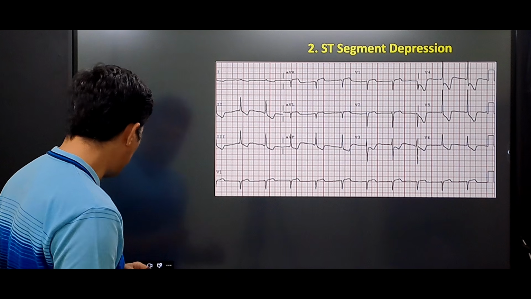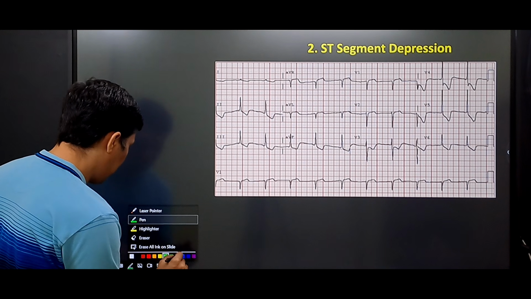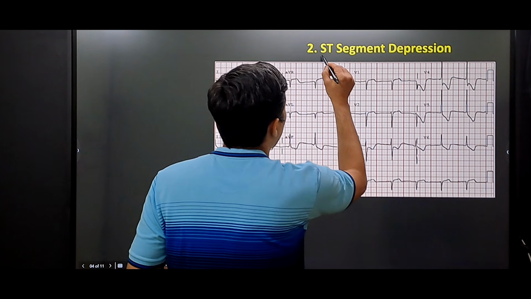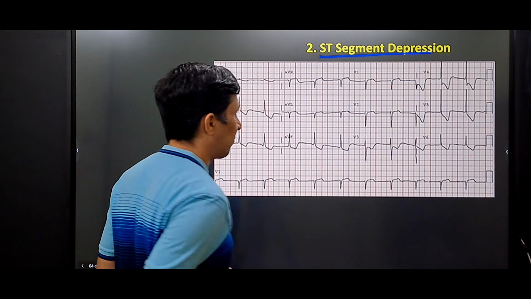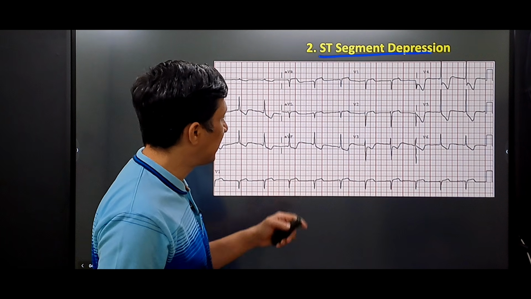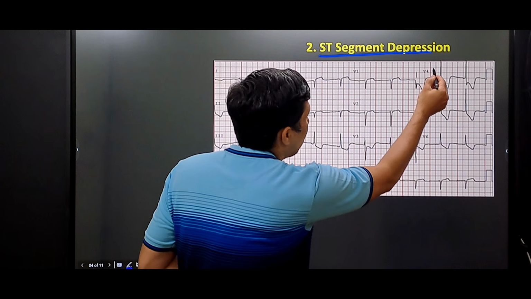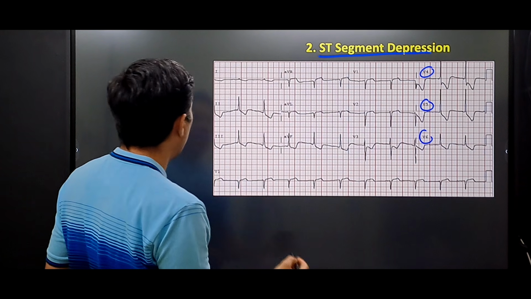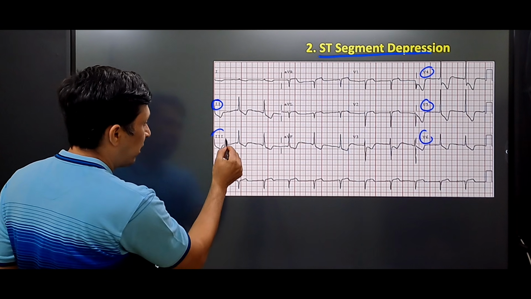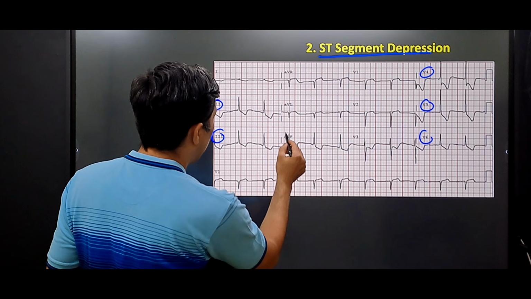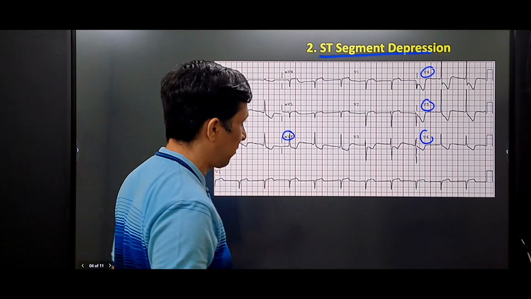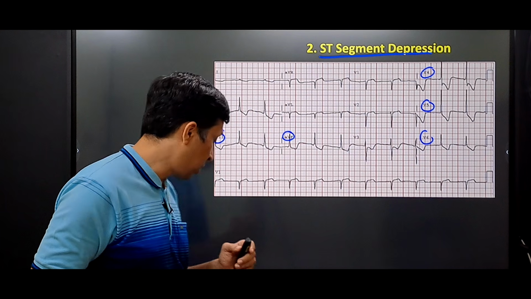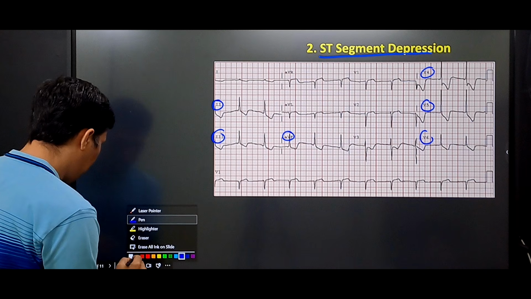Now the second most important pattern that one should not miss is ST segment depression. As you can see in this ECG, there is ST segment depression in lead V4, V5, V6 and also in lead 2, lead 3 and lead AVF. This is ST segment depression. Now how does this ST segment depression occur?